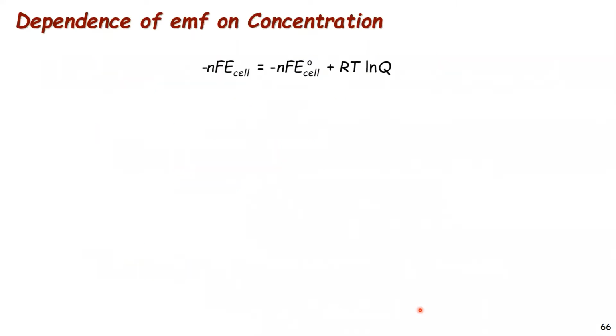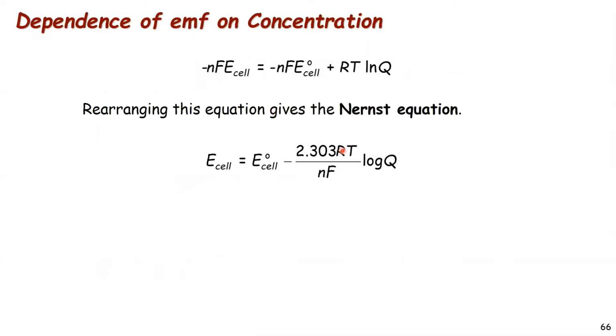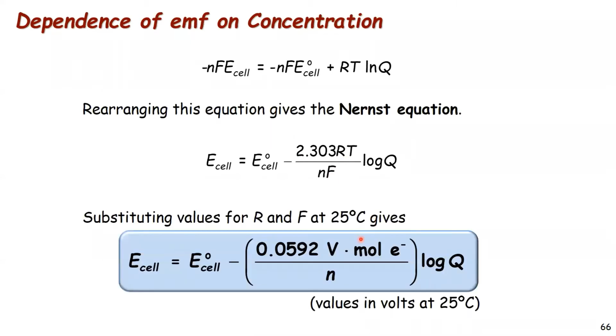So this, again, we can simply rearrange. Okay, and when we rearrange it, we're going to end up with this equation. Again, we converted the ln to the log by multiplying by 2.3. Again, we see that we have these constants, 2.3, R, T, and F. So again, we'll combine all three of them, and that gives us the 0.0592 moles of electrons. And so we have this equation here. Okay, this equation is really important, and it's actually called the Nernst equation.